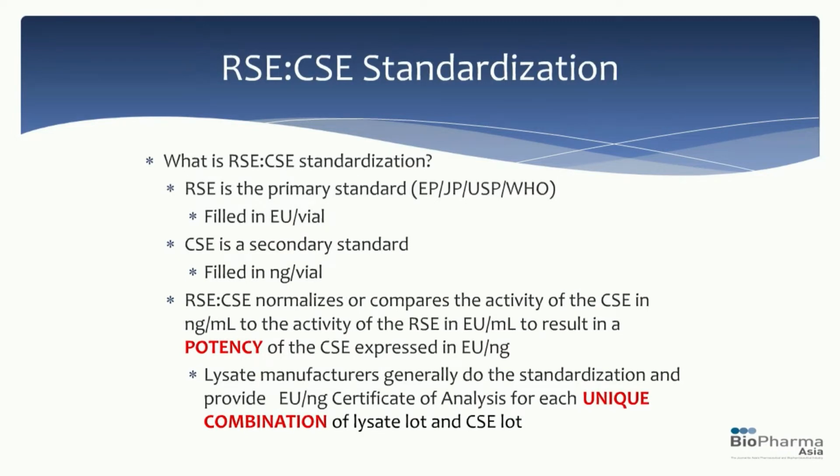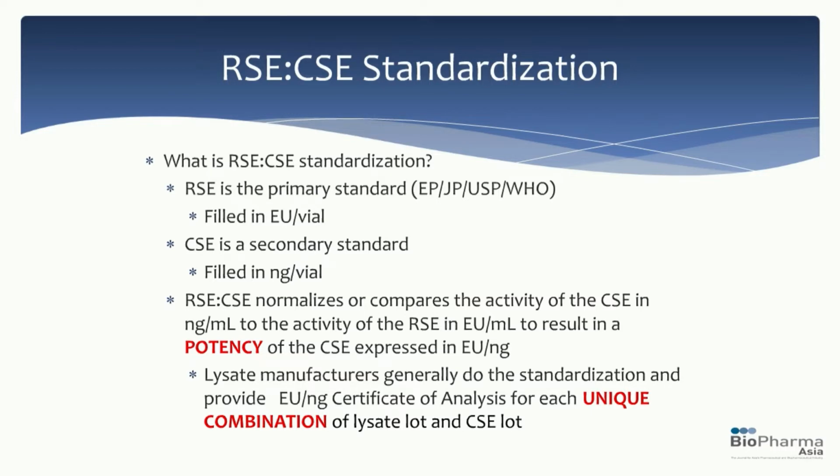So what is the standardization? Well, RSE, being the primary standard, is filled in endotoxin units per vial. If you were to order some of the standard, you'd see that it would say there's 10,000 endotoxin units per vial. CSE is a secondary standard, but it's not filled in endotoxin units per vial, it's filled in nanograms per vial. So what this standardization does is it normalizes or compares the activity of the CSE in nanograms per milliliter to the activity of the RSE in EUs per milliliter to result in a potency. The potency is expressed in EUs per nanogram.